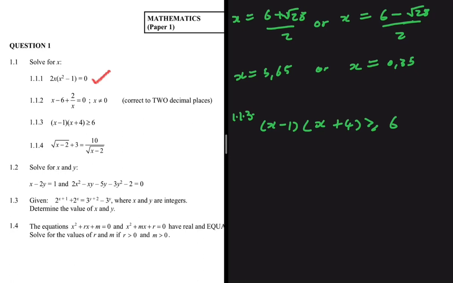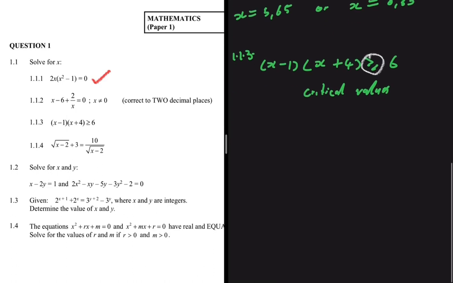So what can we do here? How can we possibly answer this question? Well, let me go ahead and find my critical values. In order to find the critical values, we have to forget the inequality first and just say that the two sides are equal to each other, just so we can find our critical values. And then after finding our critical values, we will then form a solution to our problem.